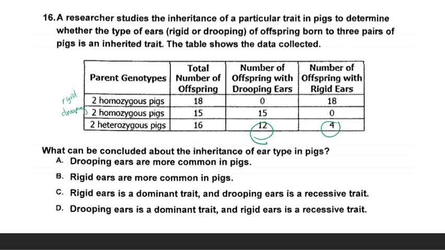And if you're not quite sure, we can also look at this ratio. This ratio is a 3-to-1 ratio. So what causes a 3-to-1 ratio? What would drooping be? Is it dominant or recessive, and what is rigid?